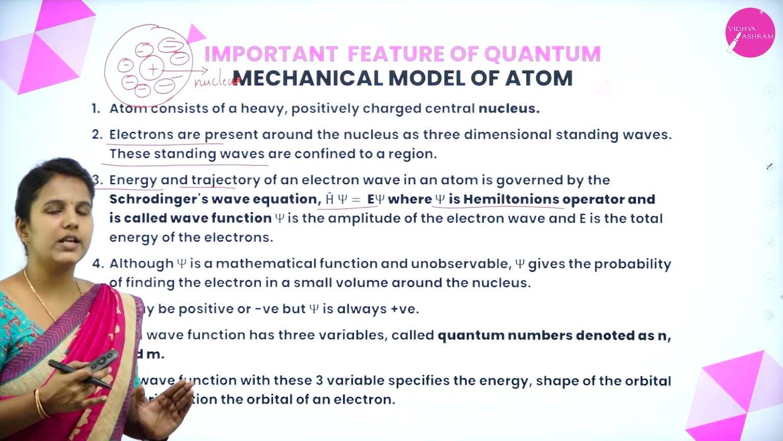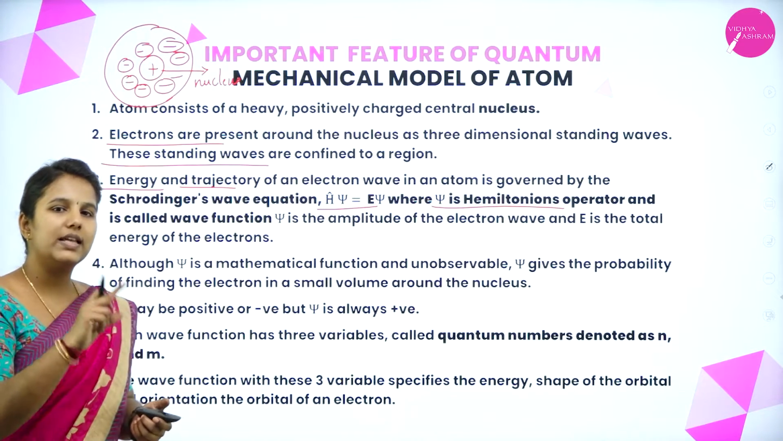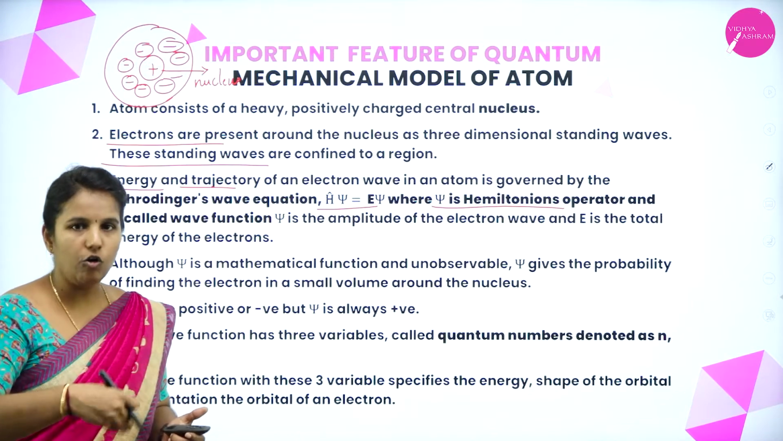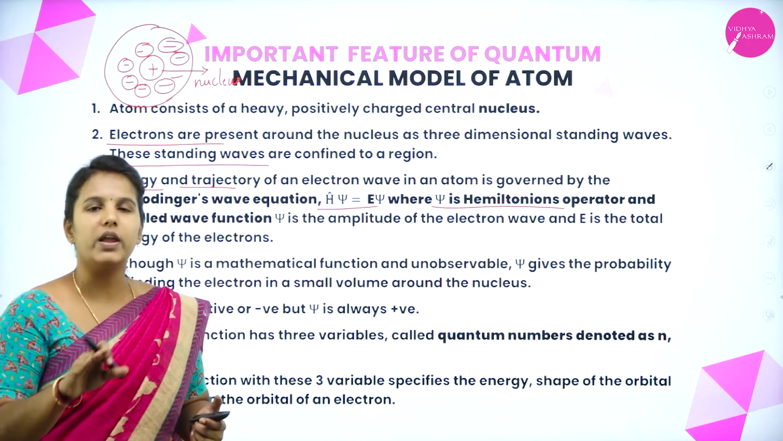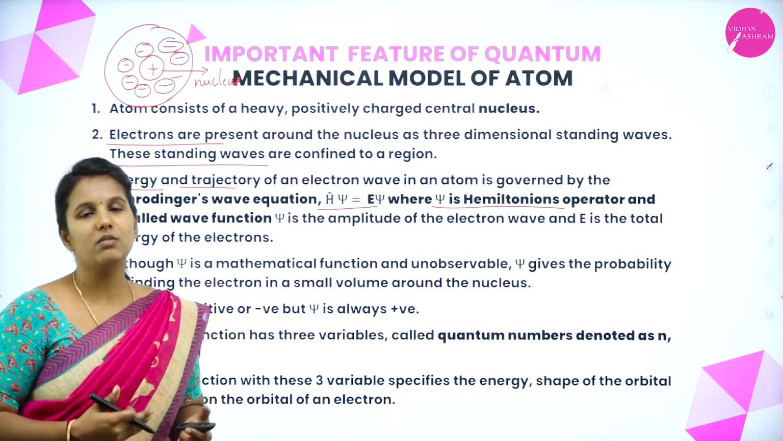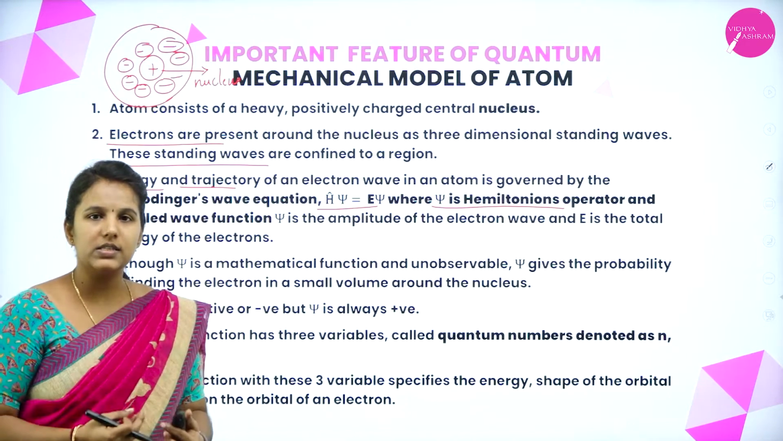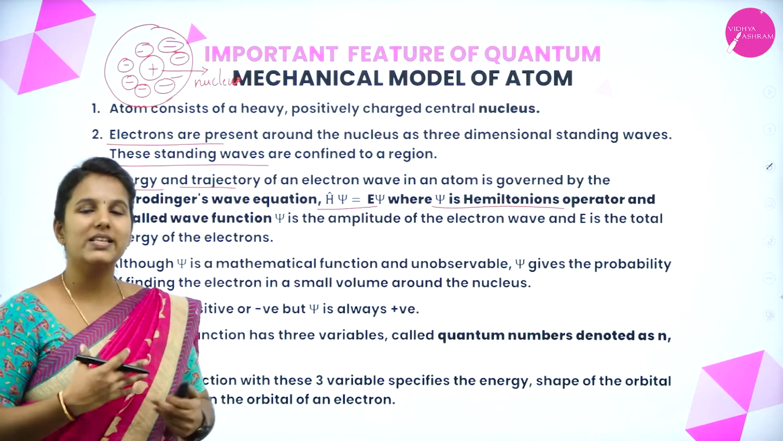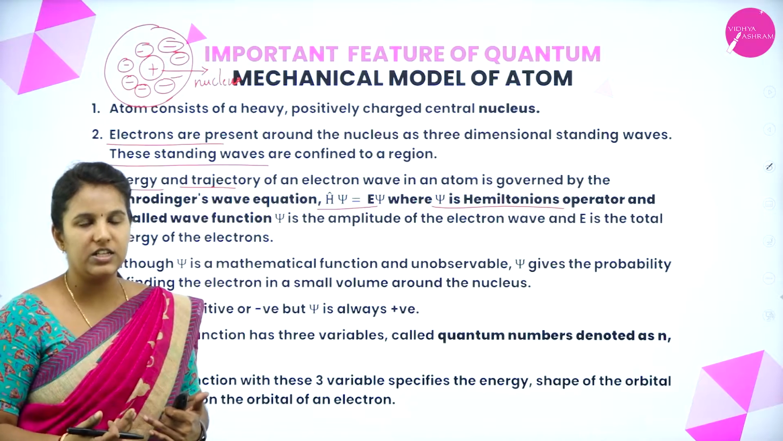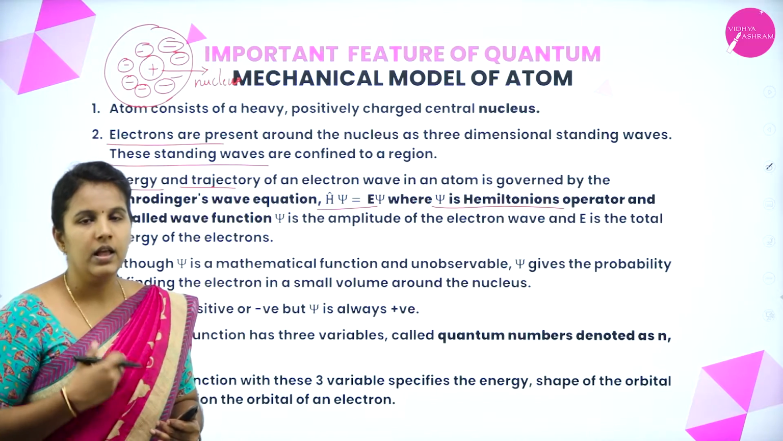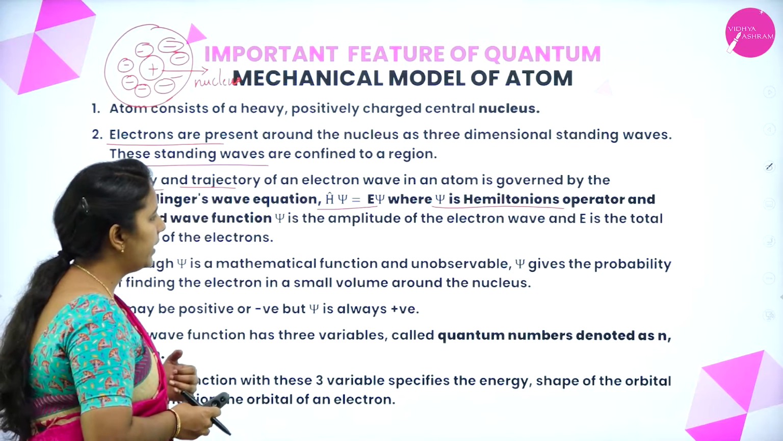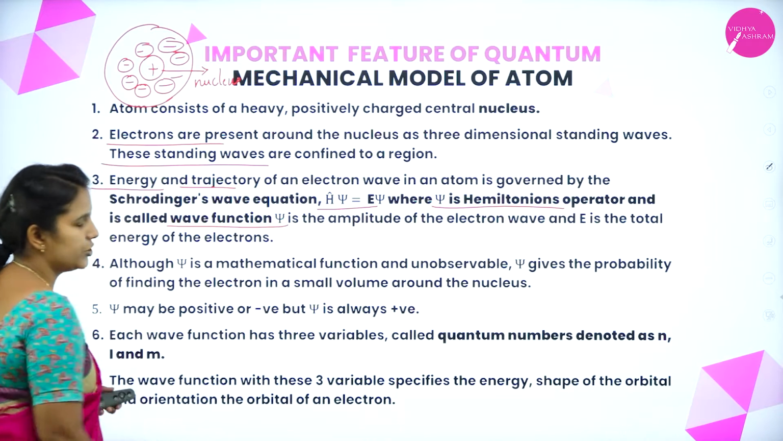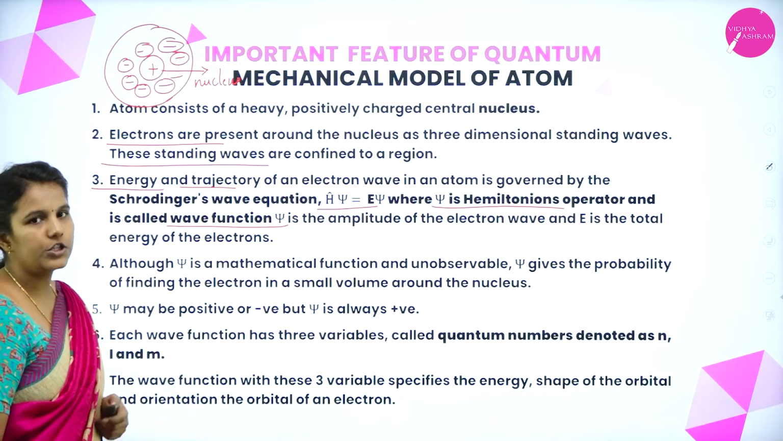According to this, the first postulate says that in an atom, there is always a positively charged center. We call it the nucleus. And around this nucleus, the electrons are moving in a 3-dimensional wave-like motion. The energy and wave properties of that electron are related by the Schrödinger wave equation, that is H psi equals E psi, where H is the Hamiltonian operator, E is the total energy of the electron, and psi is also known as the wave function.